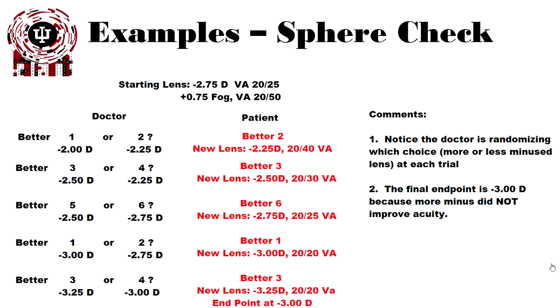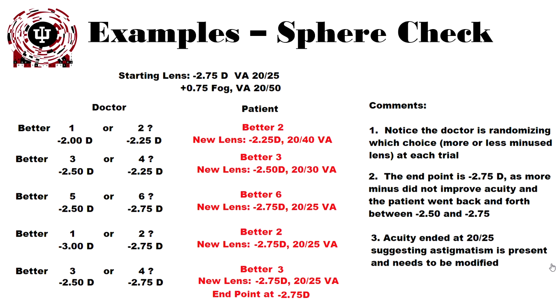Now, when we get to the very bottom there, we've now given an option of minus 3.25 or a minus 3. In the previous option, we're at 20/20. When we show a minus 3.25, which they claim is the better option, their VA is 20/20. It has not improved. So we have no improvement of the VA, so our endpoint was the previous lens, or the minus 3 diopter lens.